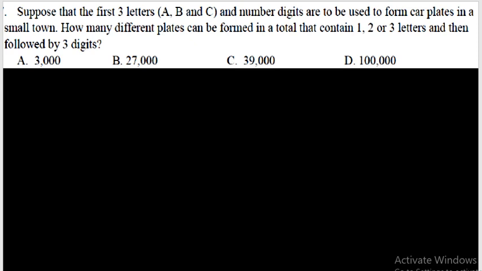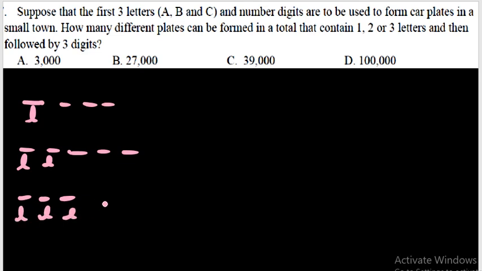Suppose that the first three letters A, B, and C and number digits are to be used to form car plates in a small town. How many different plates can be formed in total that contain 1, 2, or 3 letters and then followed by 3 digits? 1 letter, then 3 digits, 2 letters, and then 3 digits, or the last opportunity or chance will be 3 letters and 3 digits.